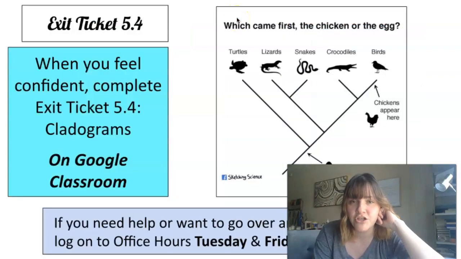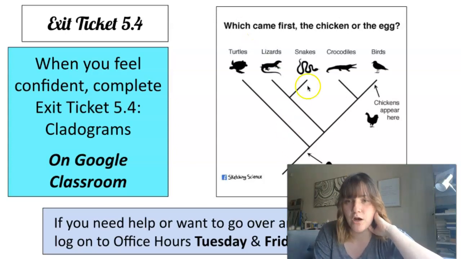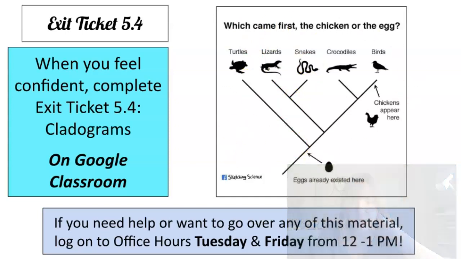And then when you finish and you feel really confident, go ahead and do exit ticket 5.4, which should be pretty simple. It's on cladograms. It shouldn't be too complicated. It's basically just reading these diagrams.